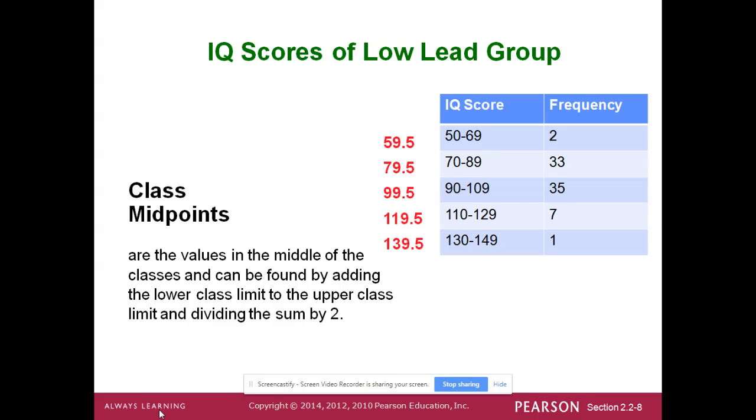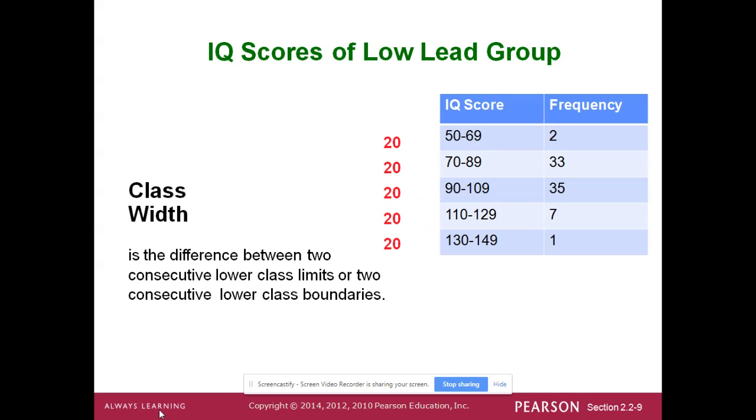I'll let you do your own Google research about what an IQ score says. It's a measurement of brain power, but it doesn't necessarily go depending on the questioning. Again, bias could cause you to have a lower or higher score, depending on the assessment. Okay, so class midpoints: the middle of the class, upper limit plus lower limit, add together, divide by 2.